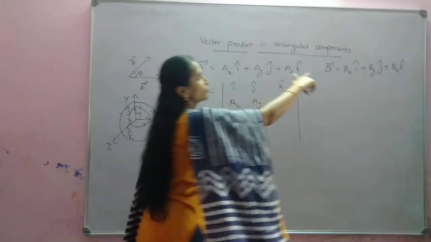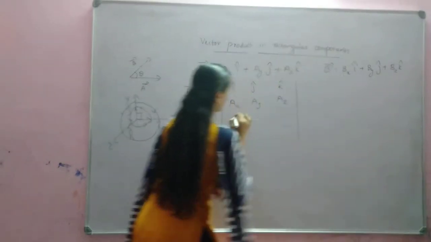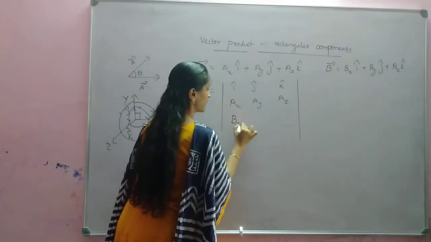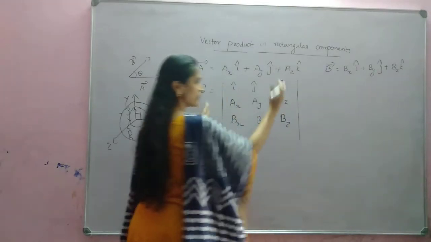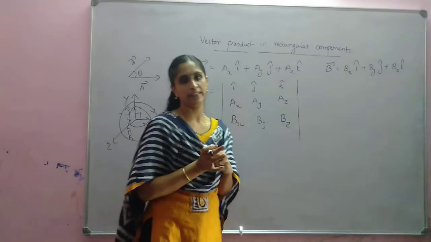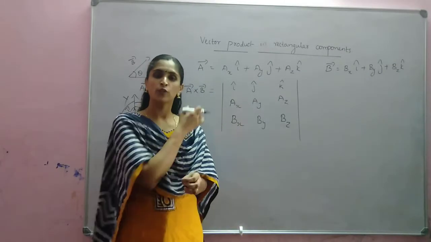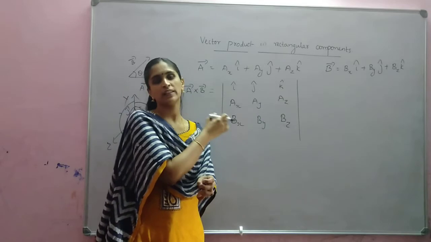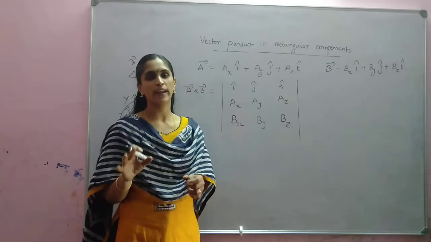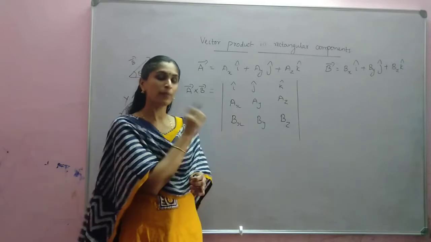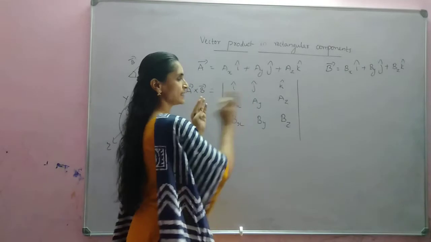In the same way, corresponding to B, we can write Bx, By, Bz. Now the A part is over. This we call a determinant. No need to worry. Next year in maths, you will study one chapter completely related to determinants, and various properties are there. All those you can study. But presently, for the time being, we will discuss whatever is needed. So this is known as a determinant.